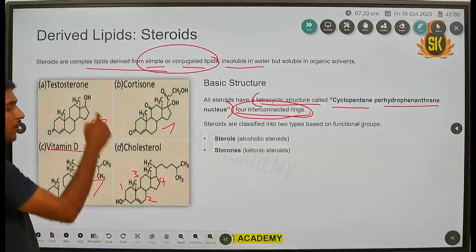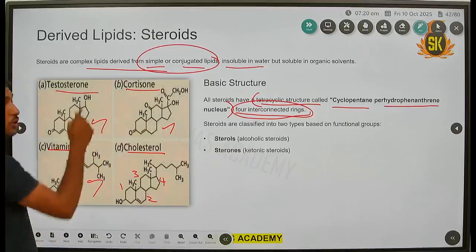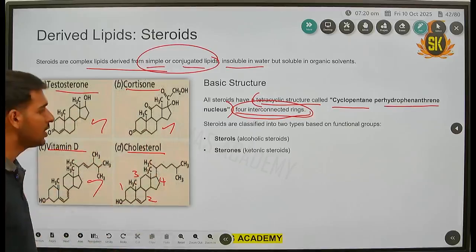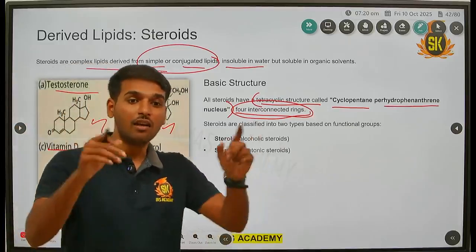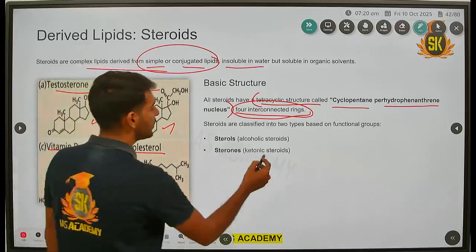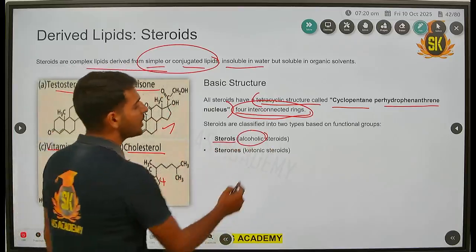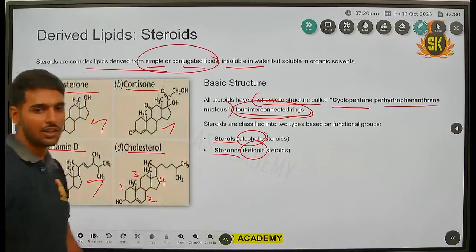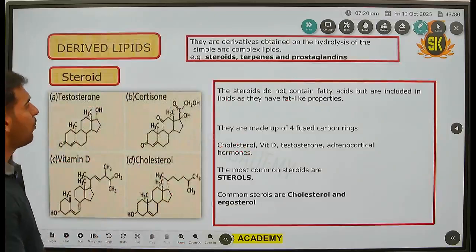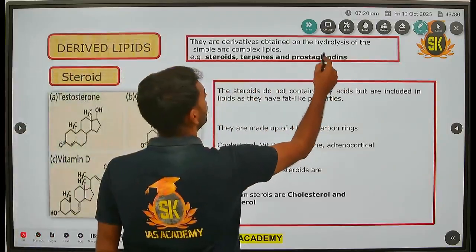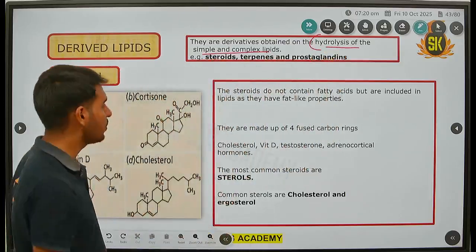Vitamin D is a steroid. Cholesterol is a steroid. Cortisone is a steroid. Testosterone is also a steroid. Now steroids are classified into two groups again based on the functional group they have. If it is an alcoholic steroid, it is considered a sterol. If it is a ketonic steroid, it is a sterone. Easy? Now one more, they are derivatives obtained by the hydrolysis of simple lipids.